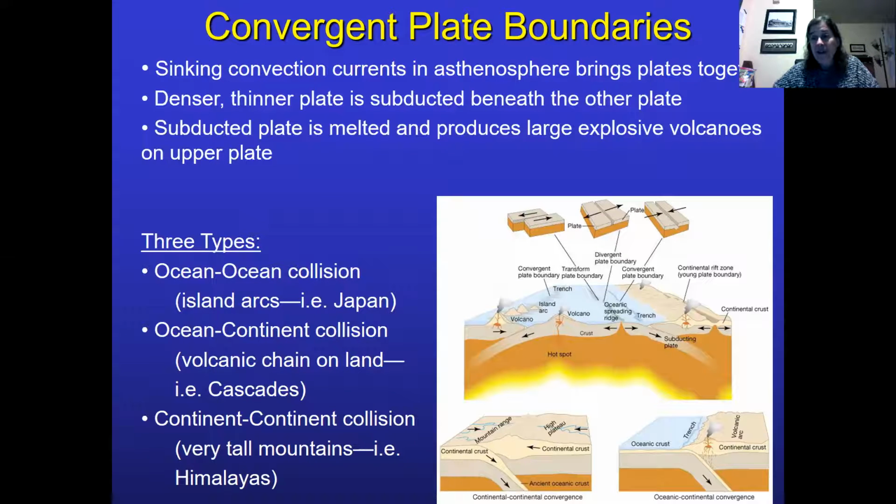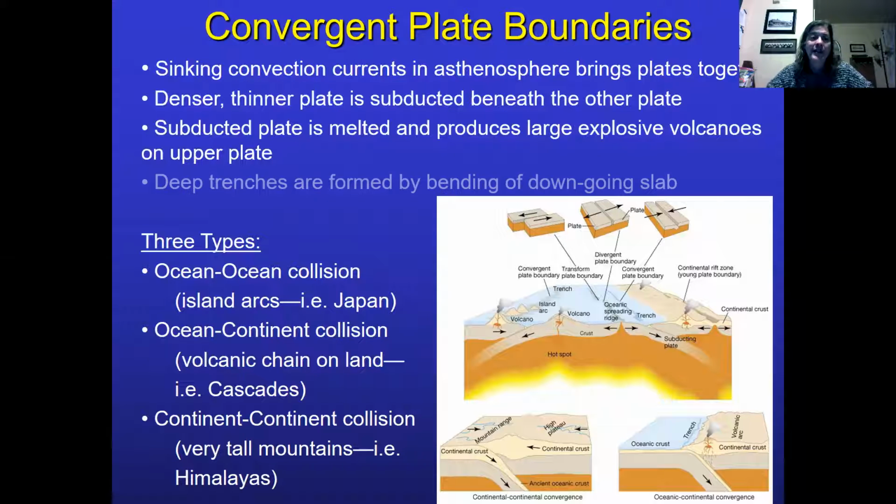The one that goes down eventually gets partially melted, along with all the sediments and whatnot that were on top of it, and you get explosive volcanoes. And we'll talk a little bit about why those volcanoes are explosive in a future slide. The other thing that happens as you warp that crust down, remember, it doesn't just bend easily. So as you warp it down, you get a big trench as it bends down. And so off the coast of our Oregon and Washington, we have a trench. There are three types. You can run two oceans together, you can run an ocean plate and a continental plate together, and you can run two continents together.